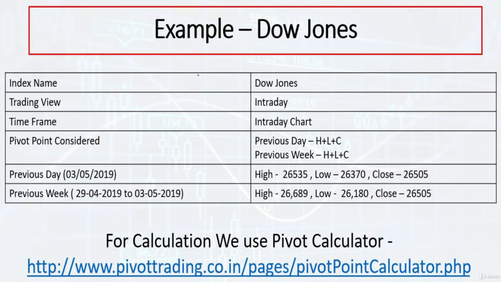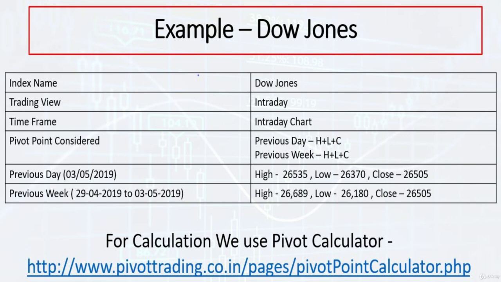As the sample slide will show on your screen, with the help of this table we can easily understand how to calculate pivots and how to get a conclusion out of it. In the table, the index name is Dow Jones, the trading view is intraday, the time frame is intraday charts, the pivot point considered is previous day, that means previous day high low close, and the previous week high low close.